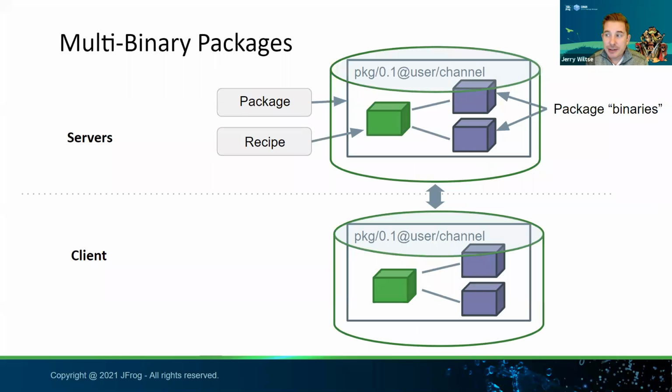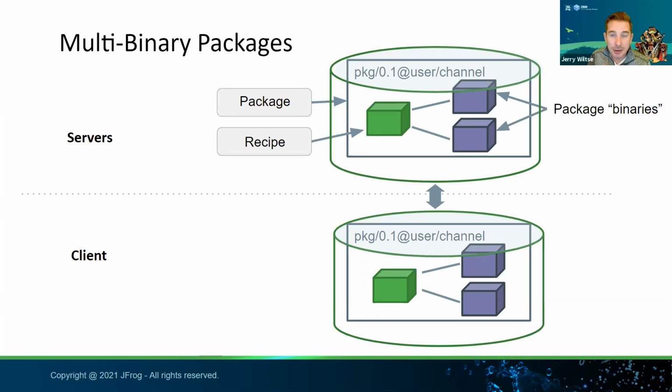So while Conan is similar to other package managers in its high-level architecture, it's very unique in its package model. The string shown in the box here, pkg/0.1@user/channel, is an example of what we call a recipe reference. Now, this is the most simple and logical identifier there is for a package in Conan. And one of the unique things about this recipe reference is that it can represent any number of separate physical binaries with unique build configurations.